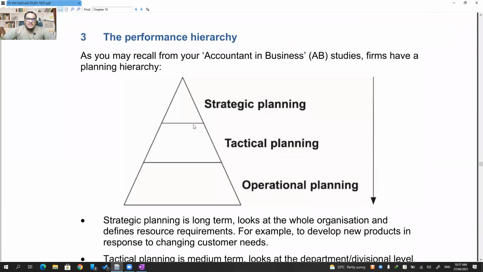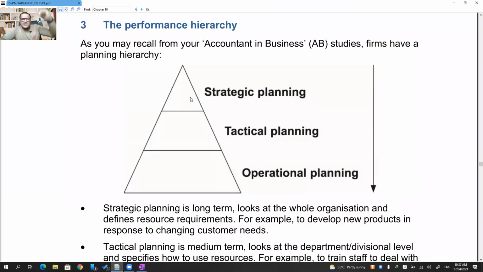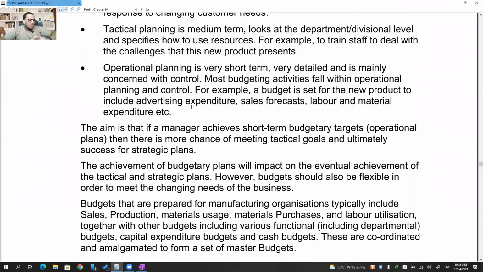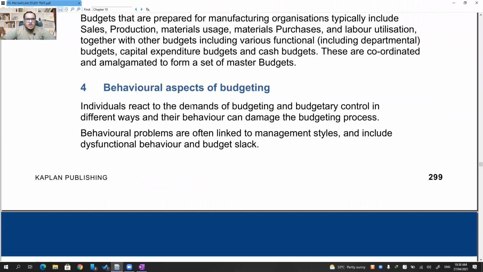Okay, then the performance hierarchy, we already know this. Strategic level, tactical level, operational level. We discussed this long ago, sir. Ages back only, we already discussed all of this.